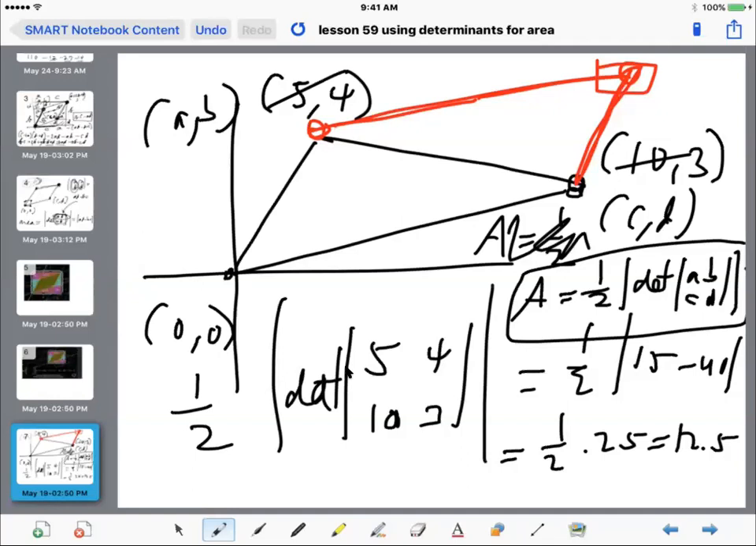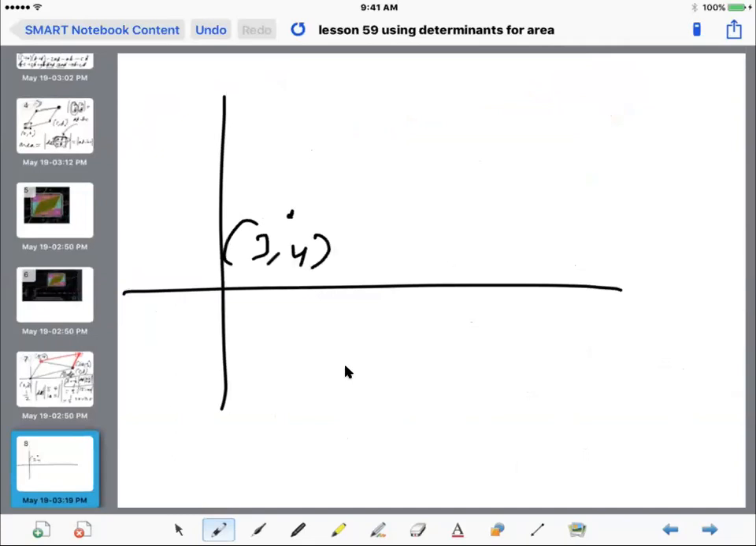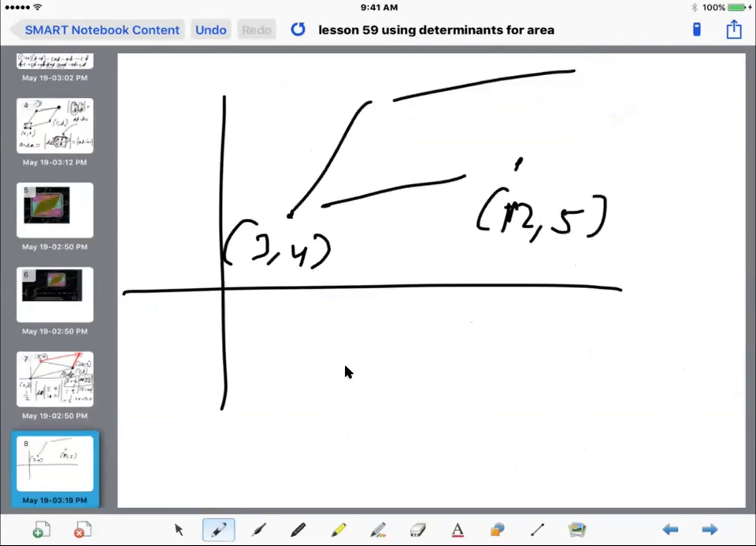Well, this is good if one of the points is 0, 0. What if one of the points is not 0, 0? So here I have 3, 4, 12, 5, 6, 9, and 15, 10.